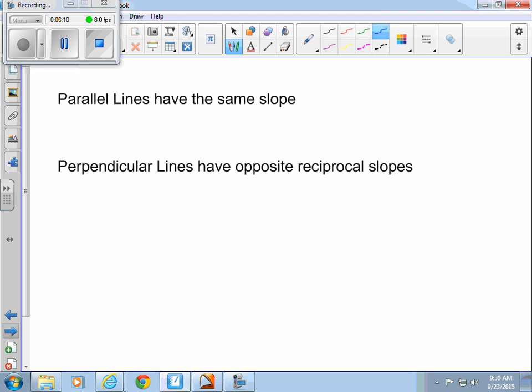Parallel lines have the same slope. Perpendicular lines have opposite and reciprocal slopes. So for example, perpendicular slopes 1/3 and -3/1. Those are opposite and reciprocal. The sign changed and you flip.